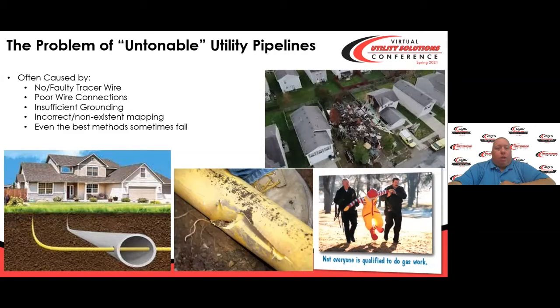Untonable lines are often caused by no or faulty tracer wire, poor wire connections, insufficient grounding, and incorrect or non-existent mapping. And even with the best laid damage prevention plans and the best wire connectors, everything sometimes fails. We know that crossbores are becoming important. You've always got the risk of damage, and we want to do everything we can to prevent incidents that cause damage to property or loss of life.